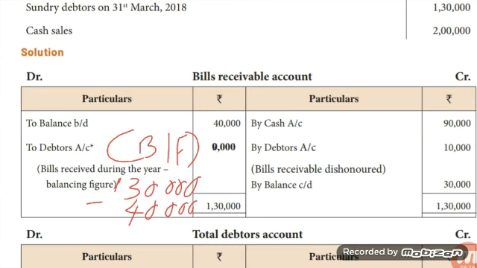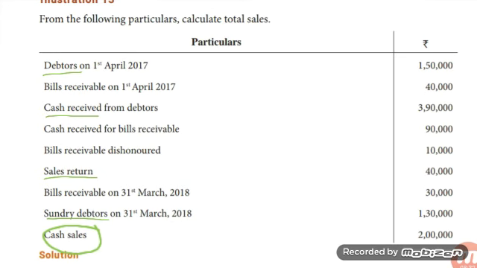Next step, do debtors account. Draw the account, write the title, show the abbreviation DR and CR. Then see the question. First enter the opening balance of sundry debtors on the debit side, to balance brought down 1,50,000.